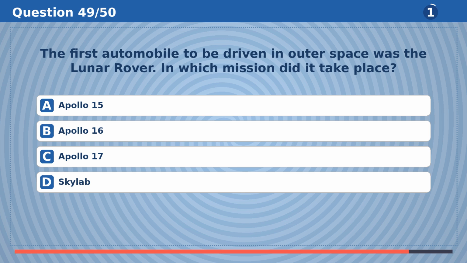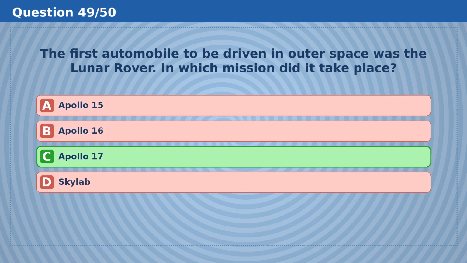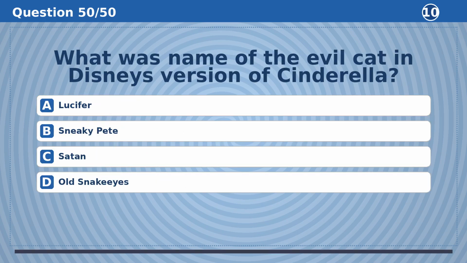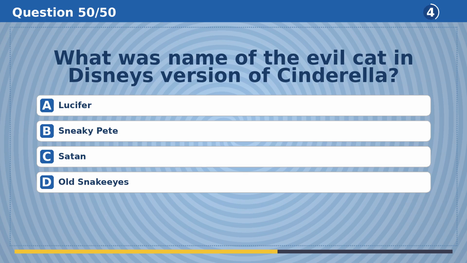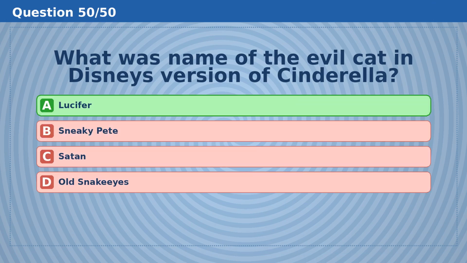The first automobile to be driven in outer space was the lunar rover. In which mission did it take place? The answer is C, Apollo 17. What was the name of the evil cat in Disney's version of Cinderella?